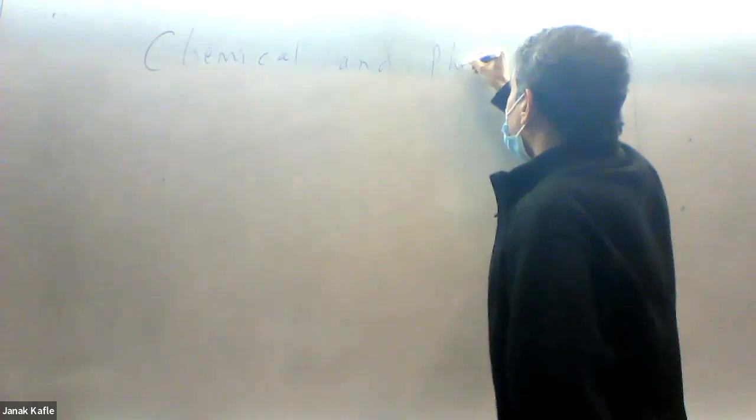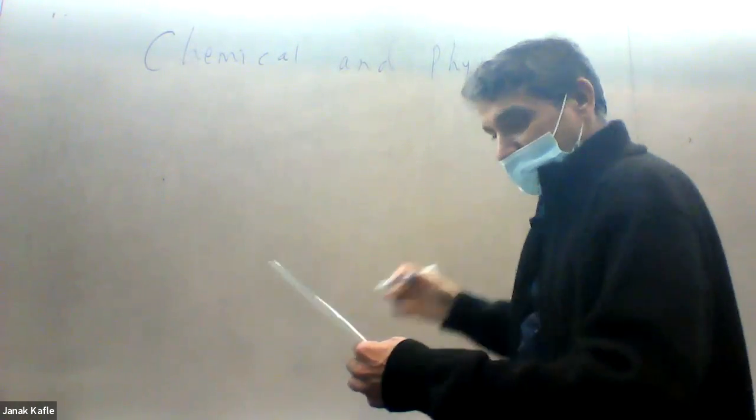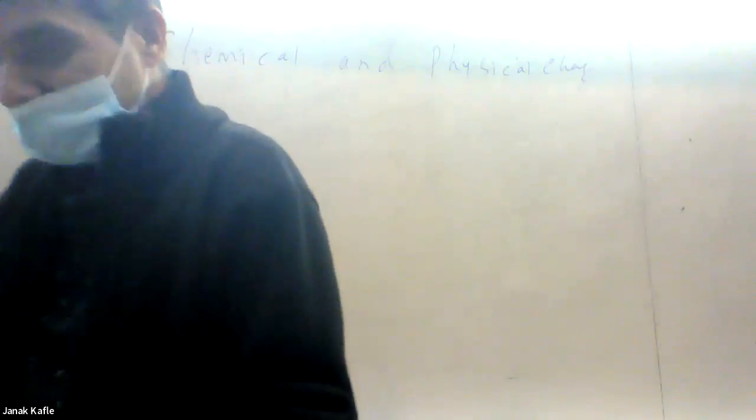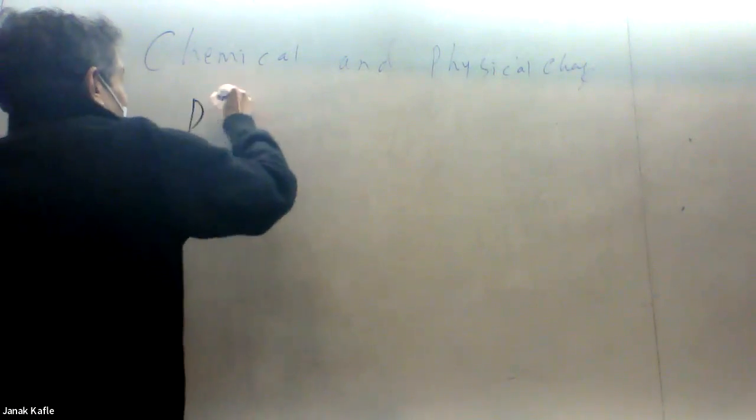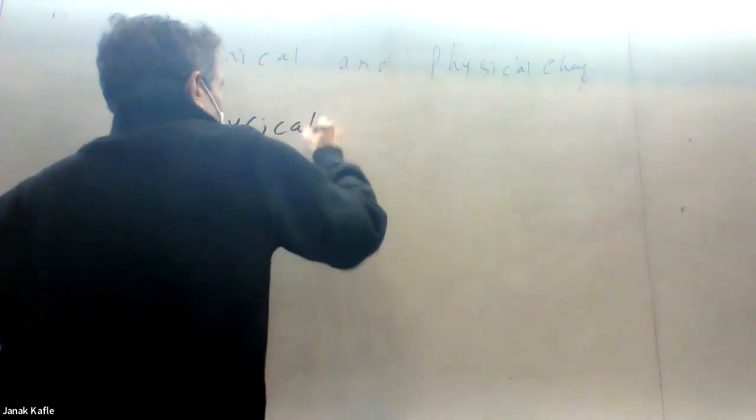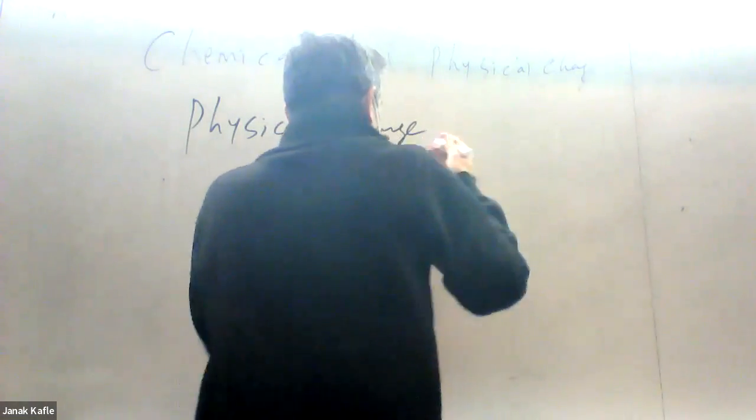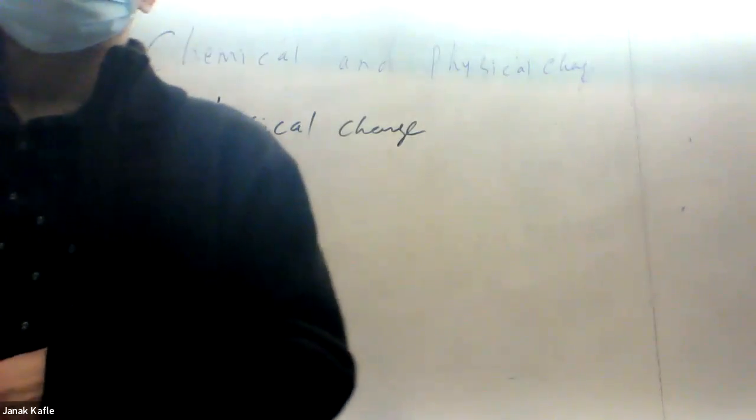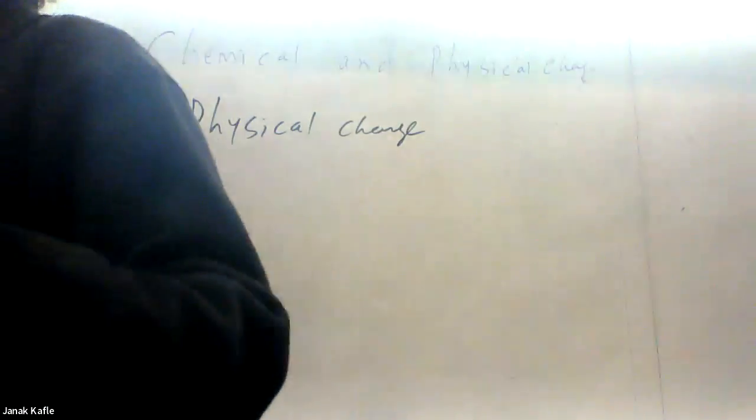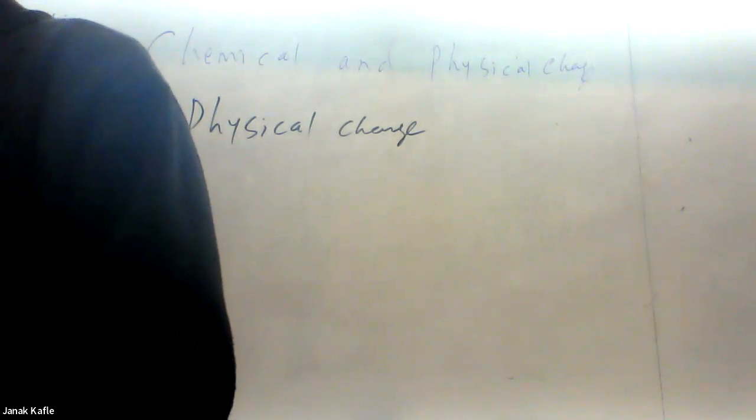So chemical and physical change. Physical change. So what is the chemical and physical change? So now I'm in slide number 10. So chemical change and physical change. So in physical change, it looks different when we look with our eyes, but essentially its composition is the same. So that kind of change is called physical change.